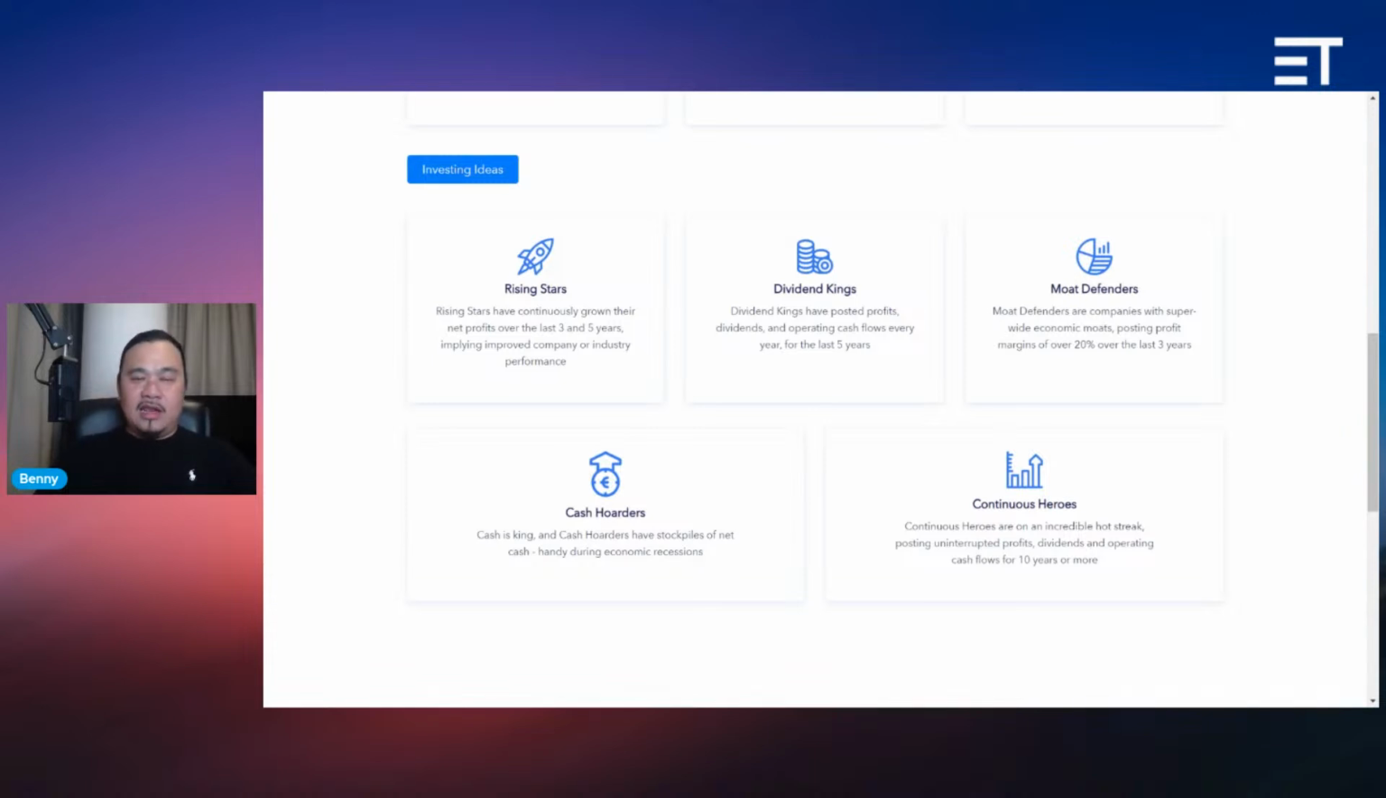Each of these five pre-screeners has the criteria put in. For example, if you look at Rising Stars, Rising Stars have continuously grown their net profits over the last 3 and 5 years. So you can look at the 3 or 5 years growth. That shows an improvement in the company's financials in terms of its net profits, or even industry performance.